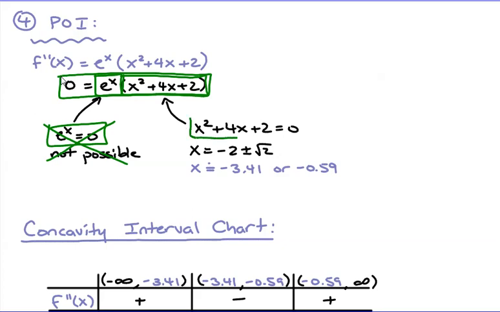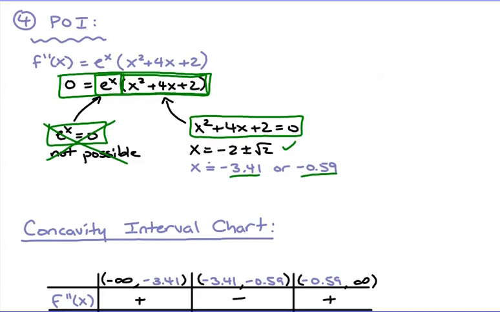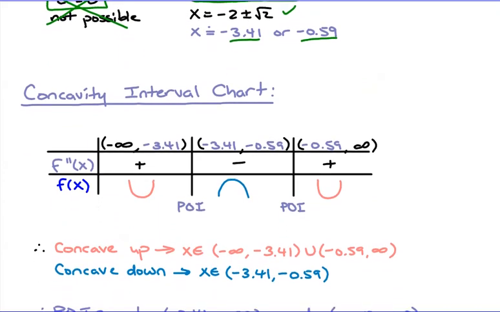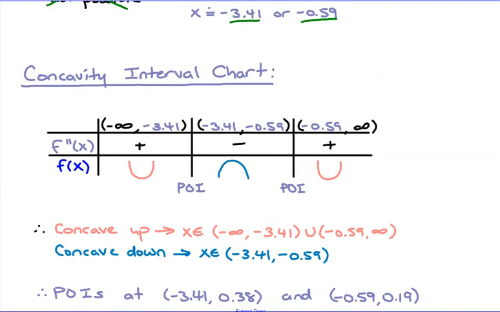Solving the other one, setting it equal to 0, you're going to probably have to use the quadratic formula, because I can't really think of anything that multiplies to 2 but adds to 4. So using the quadratic formula, you will get an exact answer of this or your approximated answers. So those are the two critical numbers that will give you your points of inflection. We're going to use those in our chart to figure out what our concavity looks like.